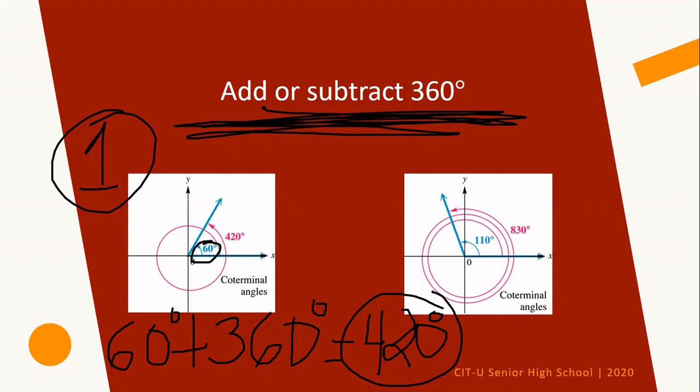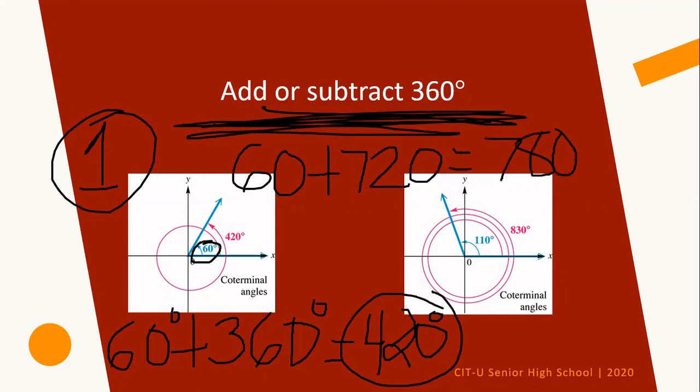We could also try to add a multiple of 360 to your given angle, and that's still its coterminal angle. Let's say 60 plus 720, and that's 780. 780 is a coterminal angle of your 60 degrees.